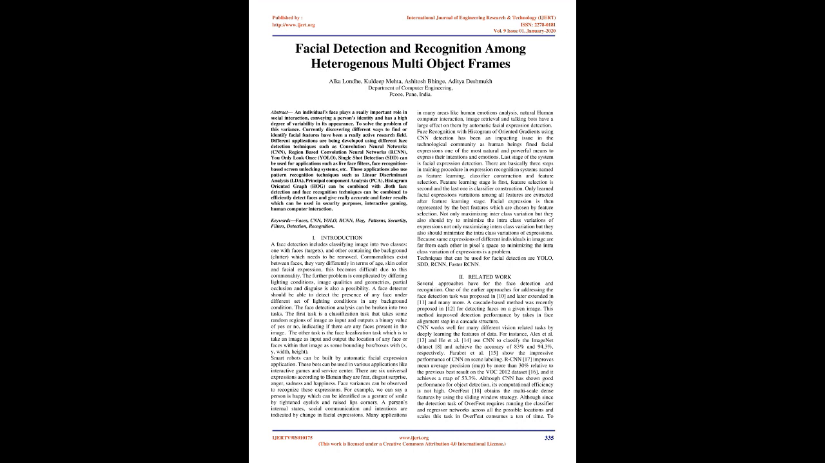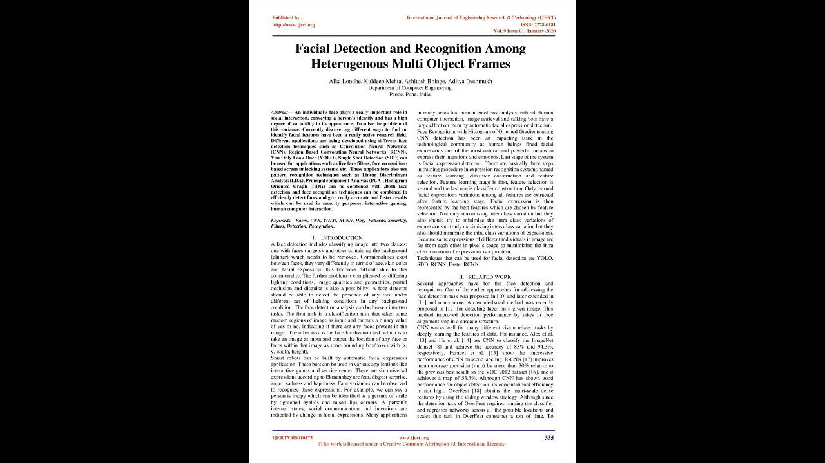A face detector should be able to detect the presence of any face under different sets of lighting conditions and in any background condition. Face detection analysis can be broken into two tasks. The first is a classification task that takes some random regions of an image as input and outputs a binary value of yes or no, indicating if there are any faces present in the image. The other is the face localization task, which takes an image as input and outputs the location of any face or faces within that image as bounding boxes with x, y, width, and height.